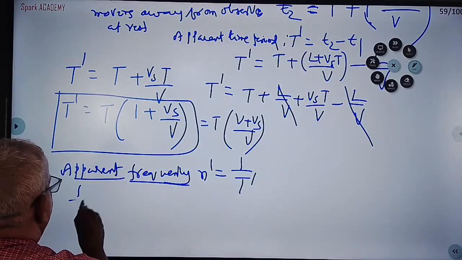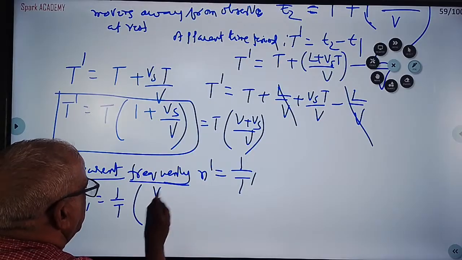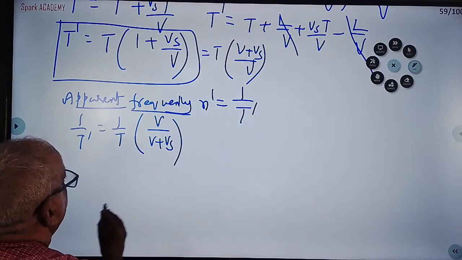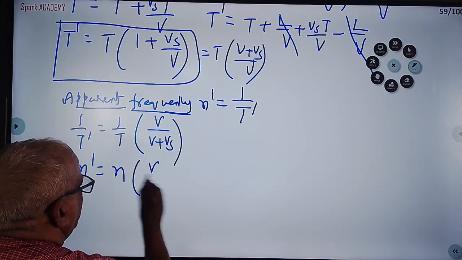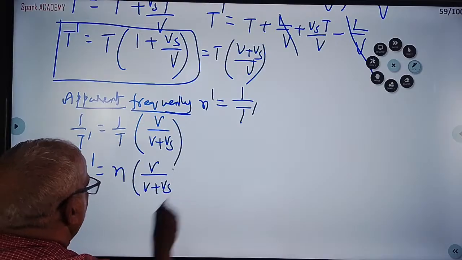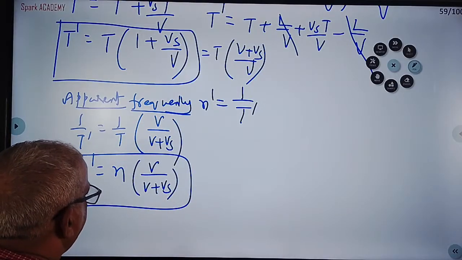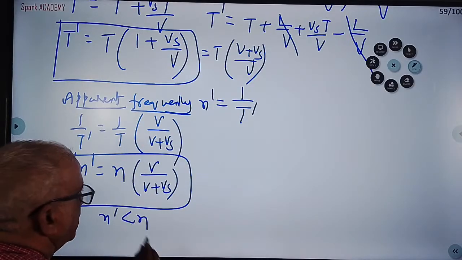So 1 by T dash will become 1 by T, the original frequency, into V by V plus Vs. So 1 by T dash is called N dash. This is the apparent frequency, V by V plus Vs. This is the formula you use for problems. N dash is equal to N into V by V plus Vs. Apparent frequency is less than true frequency.